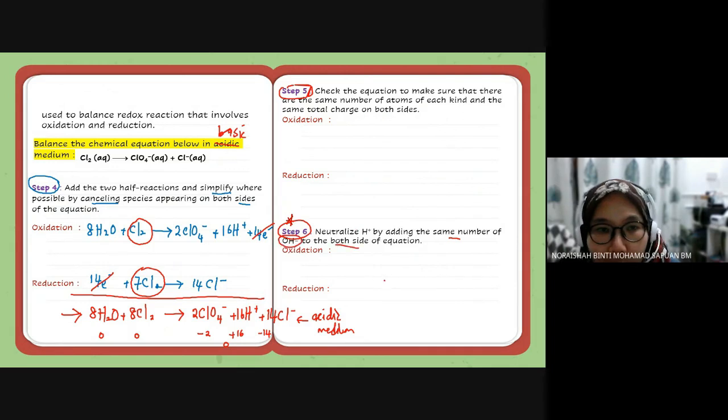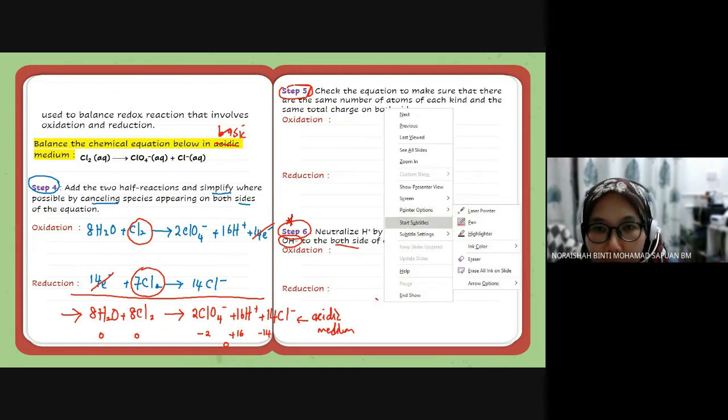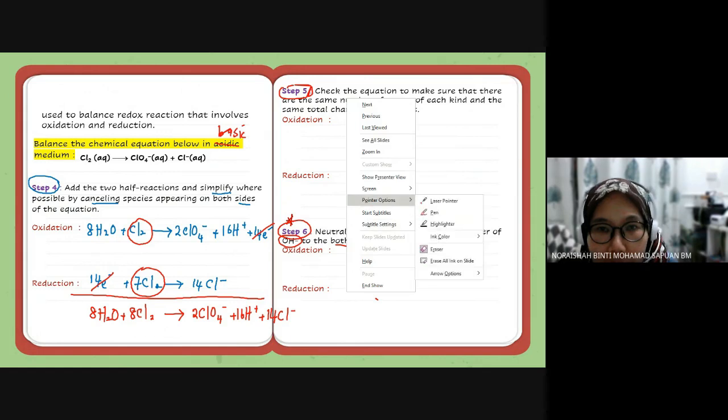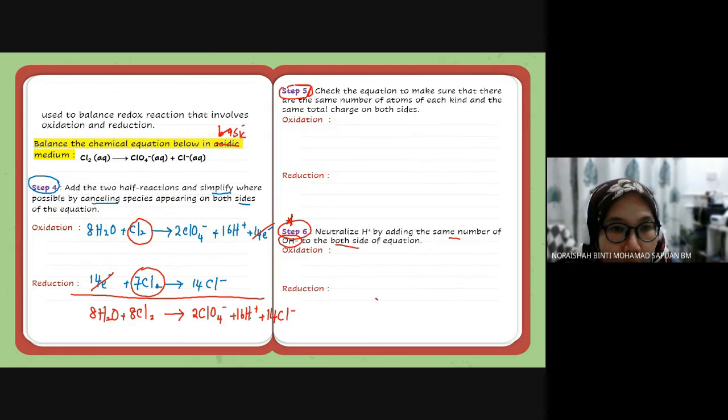So apa yang you kena buat adalah dekat sini. Okay. Dekat sini you kena top up OH minus both side, reactant and product, ikut bilangan H plus. Okay, ikut bilangan H plus. So H plus kat sini berapa? 16. Jadinya awak kena tambah OH minus reactant side sebanyak 16 OH minus. And then dekat bahagian produk pun tambah 16 OH minus.